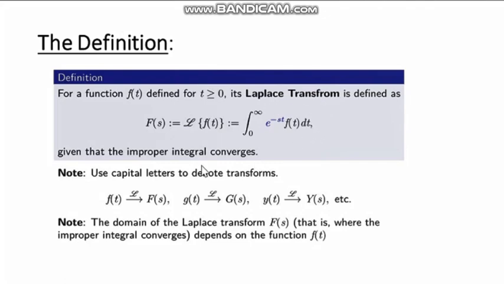Okay, the Laplace transform is a function of s, and for small f of t we will be using capital F of s as the Laplace transform. We will be following this notation. For any ordinary function, we use the small alphabet notation, that is small f of t, and its Laplace transform is denoted by capital F of s, and g of t will go to capital G of s under the Laplace transform, and y of t will go to capital Y of s under the Laplace transform. Okay, so this is how the definition goes.